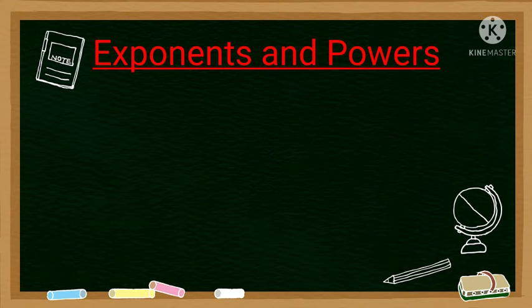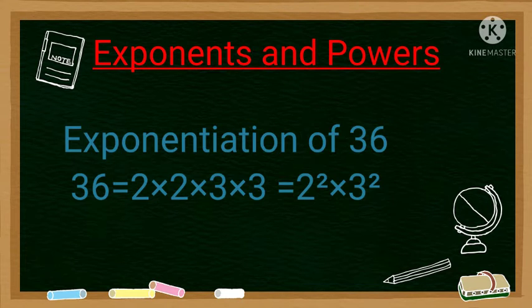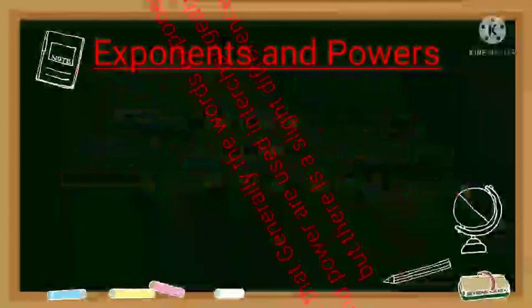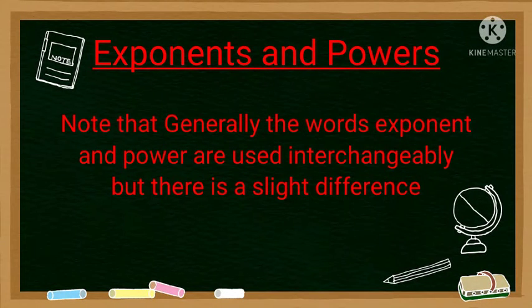Let us say we have a number 36. It can be written as 2 into 2 into 3 into 3. That is as a product of 2 multiplied 2 times over and 3 multiplied 2 times over. That is 2 exponent 2 multiplied by 3 exponent 2. The terms exponents and powers are used interchangeably, and we shall be using them interchangeably in our later lectures, but you shall know the basic difference between the two terms.